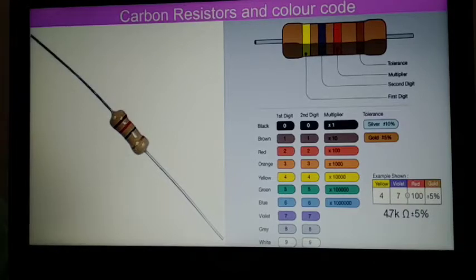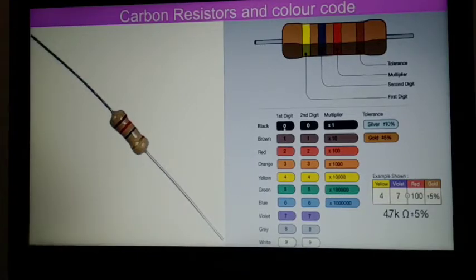Okay, so on each carbon resistor you can find this kind of colored rings, and these colored rings are of any of these 10 colors: black, brown, red, orange, yellow, green, blue, violet, gray, white. These rings are made up of any of these 10 colors, and each color has its own value.